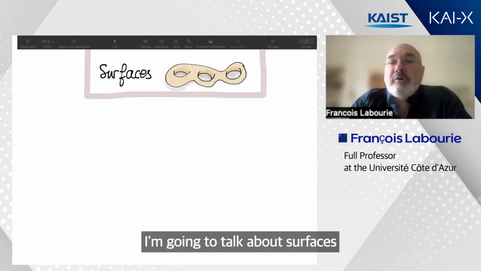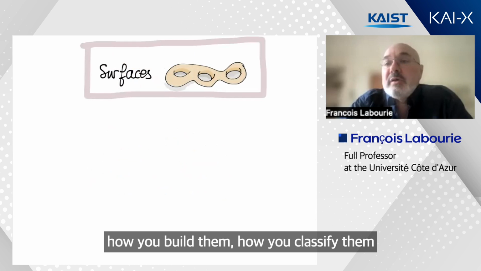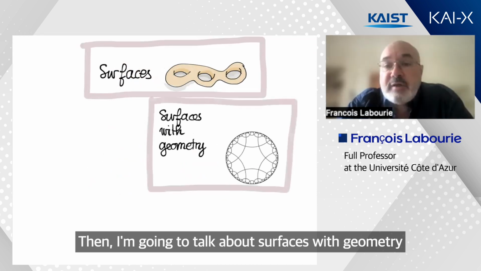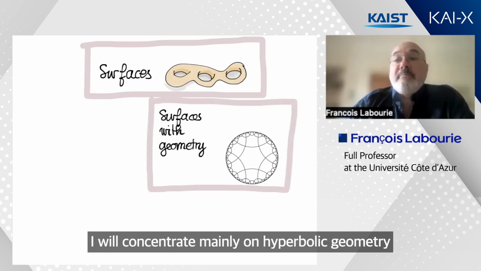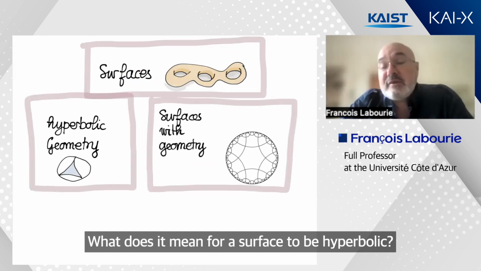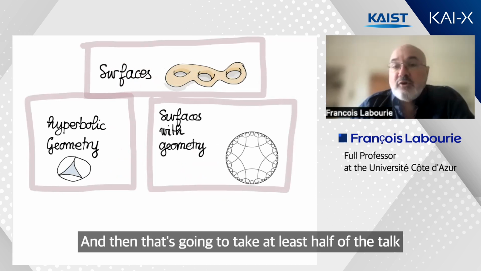So I'm going to talk about surfaces, how you build them, how you classify them. Then I'm going to talk about surfaces with geometry. What does it mean for a surface to have some geometry? And I will concentrate mainly on hyperbolic geometry. What does it mean for a surface to be hyperbolic? And that's going to take at least half of the talk.